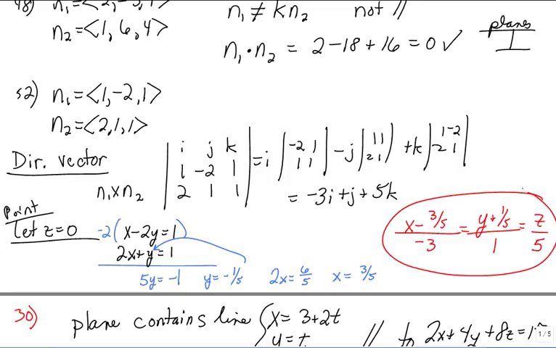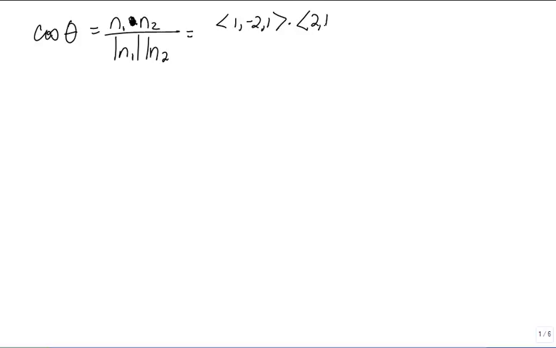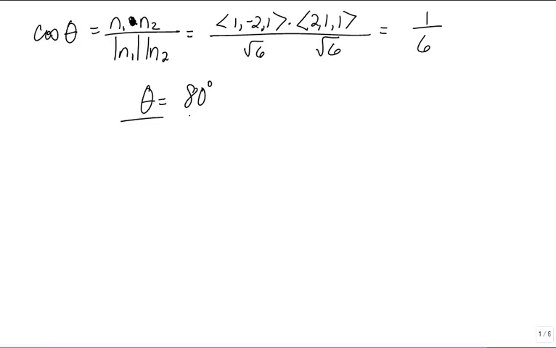And that would be for 52. Now to find the angle between them, I do cosine theta equals, you dot the normal vectors and divide by their magnitudes. Their magnitudes are both 6. And if you dot them, you get 1. So when you do that on your calculator, you get about 80 degrees. So the angle between those two planes is 80 degrees.